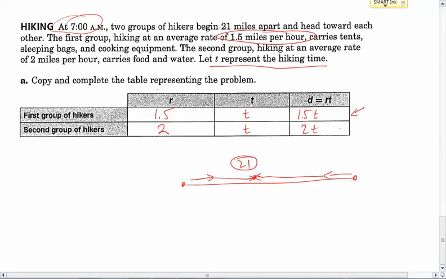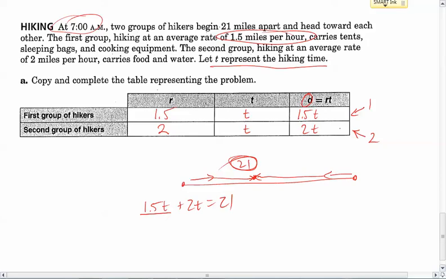So this one represents the distance traveled by the first group. This one represents the distance traveled by the second group. There's no reason to use a weighted average here. All you're going to do is, we know that when we add these two things together, it should give me the total distance of 21. So I'm going to go 1.5t plus 2t equals 21.